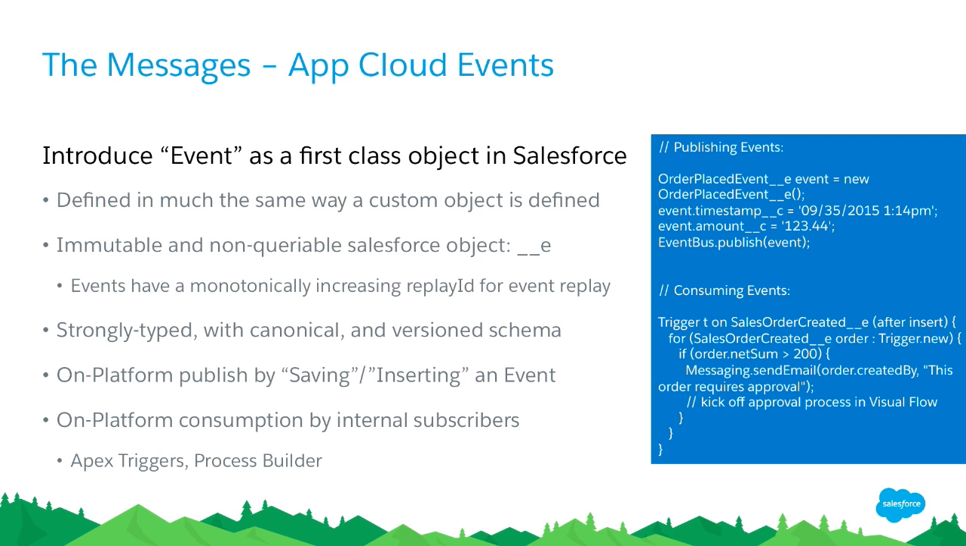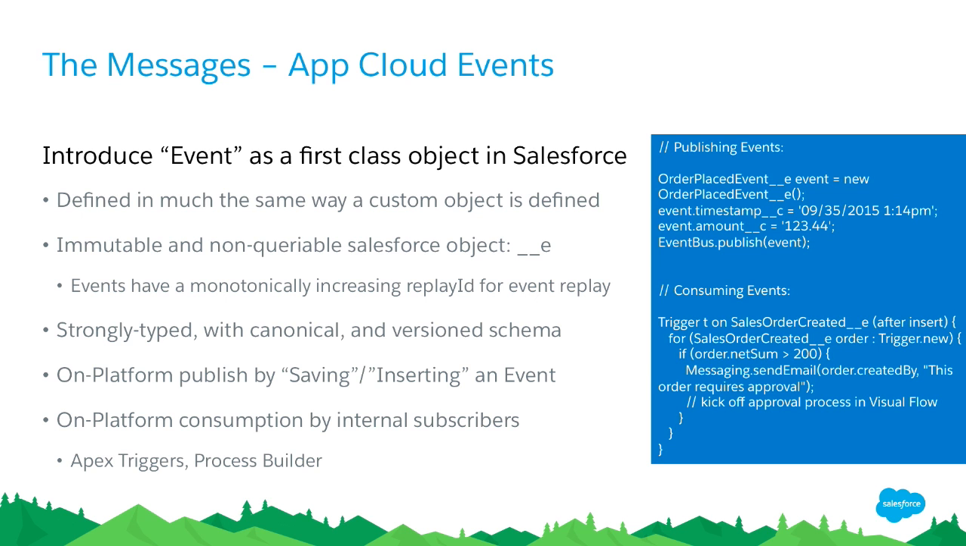They have a monotonically increasing replay ID. So when you create one event, you'll get a number. The next event you get will have a greater number than that. So you can start to guarantee delivery and order your messages through our replay event.